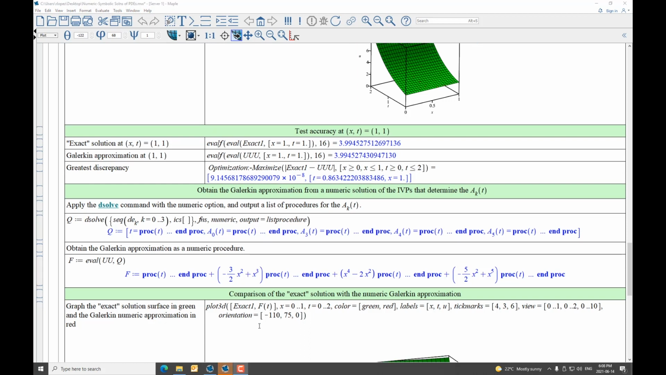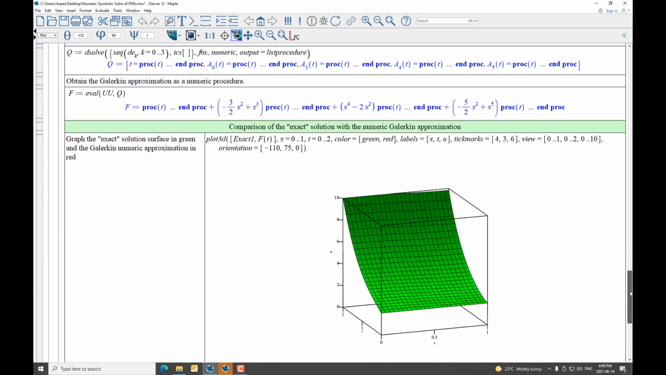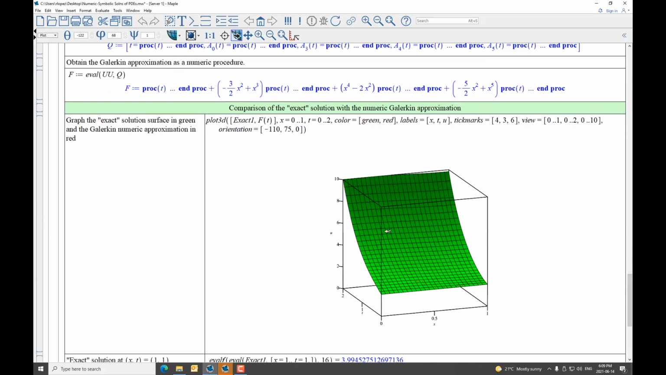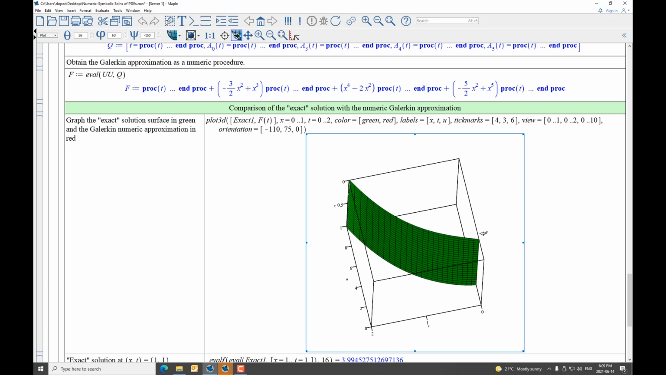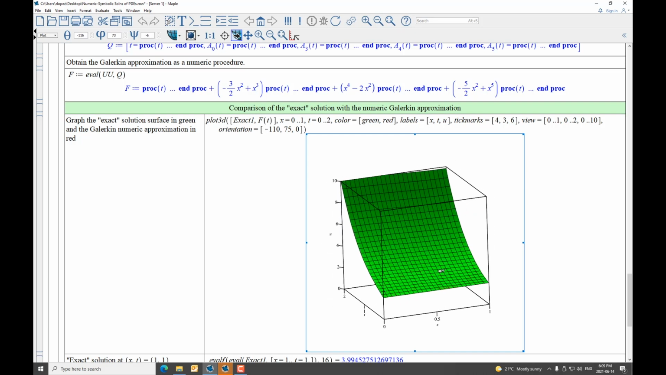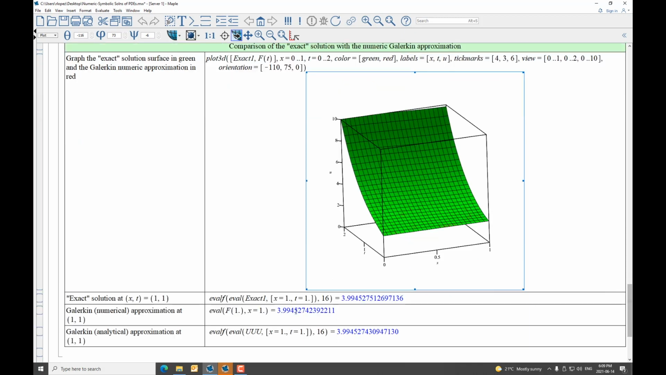Then to compare to the exact solution, we use graph. So here's the exact solution. Notice this is a Plot3D call. F has argument t, but because there are x values here in these procedures, it will pick up the x values in the Plot3D command. And so using the same color coding, you can see green is the exact solution. These little bits of red are the numerically obtained Galerkin solution. It's very close.